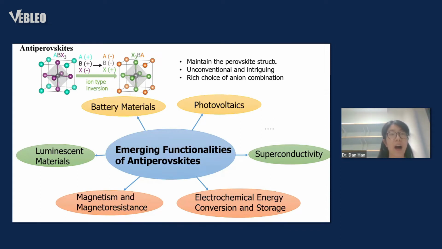Antiperovskite can be obtained via ion type inversion in the perovskite structure, which means the cation becomes the anion, and the anion becomes the cation. This kind of antiperovskite maintains the perovskite structure and also shows unconventional and intriguing properties, which triggers investigations such as luminescence and superconductivity.